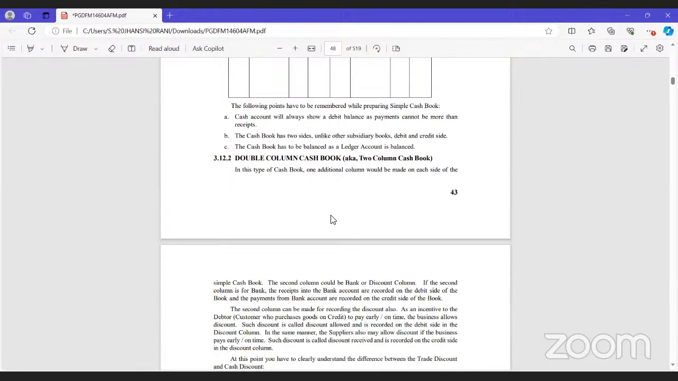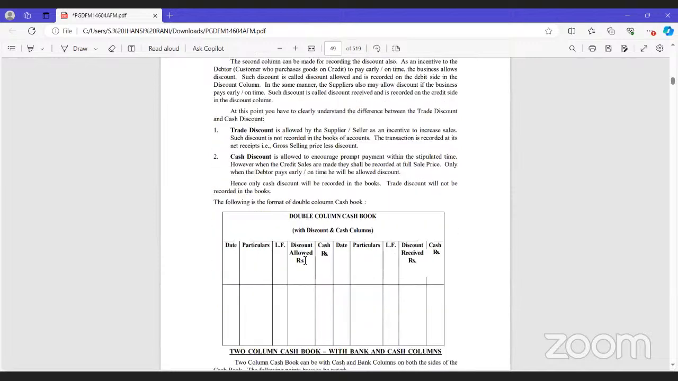Next, double column means there will be 2 columns. One will be the bank or discount column. It will be cash or discount, or bank or discount column. Discount is the additional column whenever it is called a 2 column cash book.